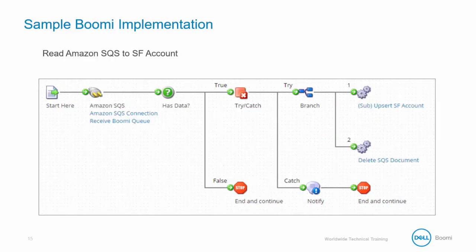This is the retrieving process. It starts by querying the queue for messages. The decision shape checks for data and then goes into a try catch. We have separated the processing into sub-processes, one to upsert into Salesforce and the other to delete the messages in the queue if the upsert is successful.